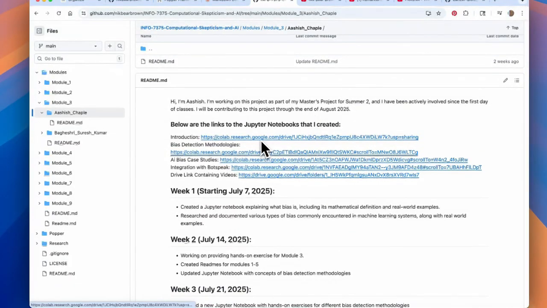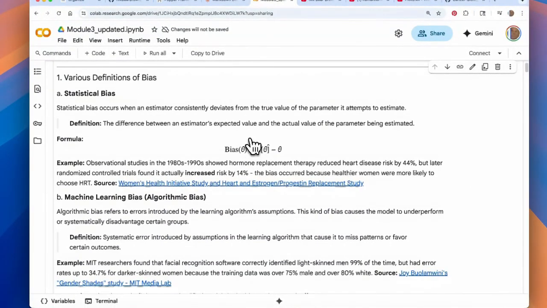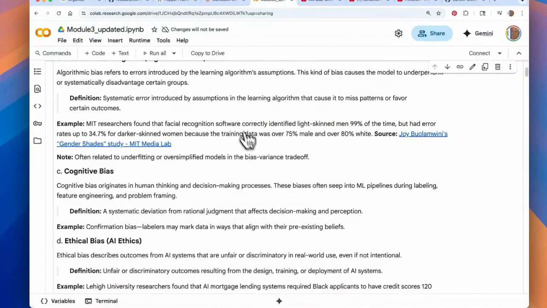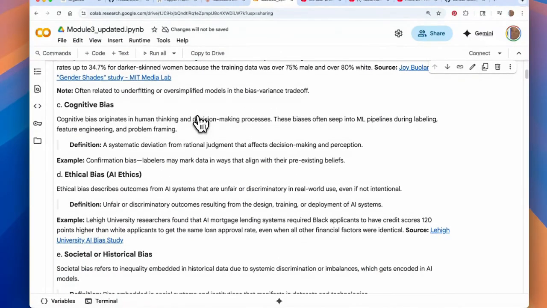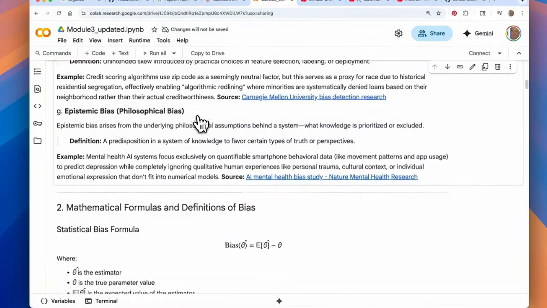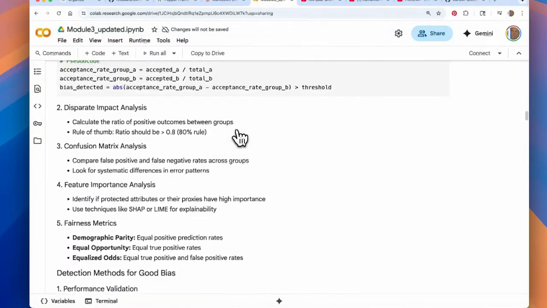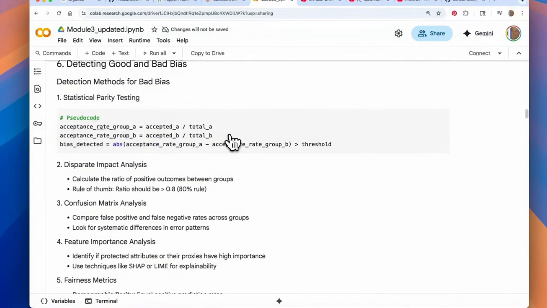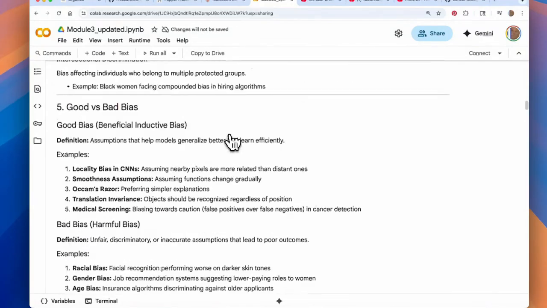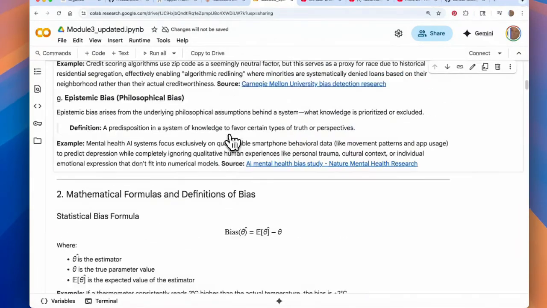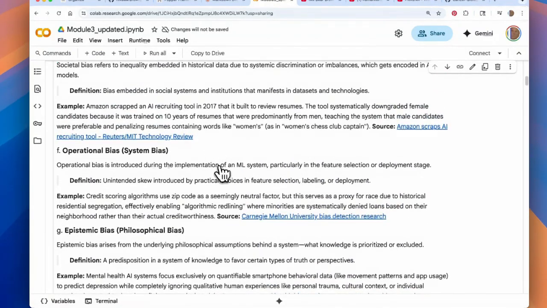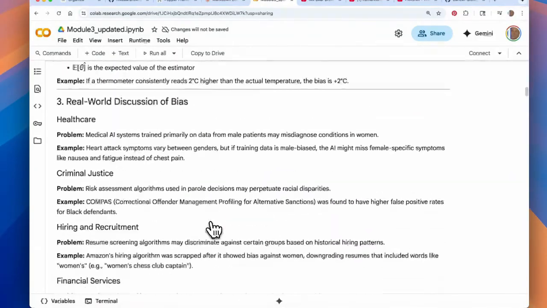You're going to create a little introduction to bias. So it explains what is bias. And there are different kinds of bias: machine learning bias, algorithmic bias, ethical bias, societal bias, operational bias, epistemic bias, definitions of bias. And then what we want to get is examples. Show me how we detect cognitive bias. How do we detect operational bias? How do we detect societal bias?